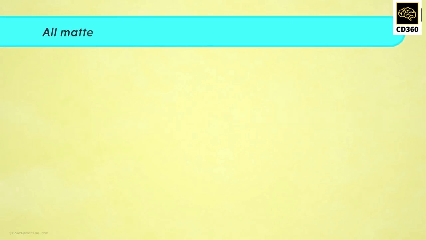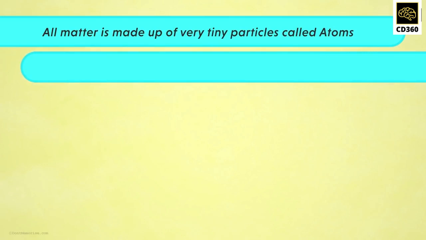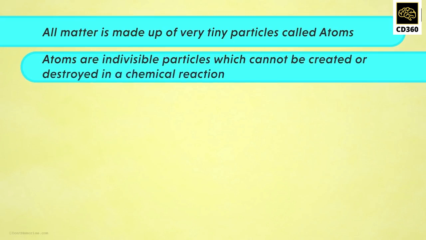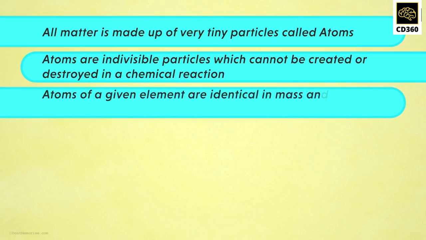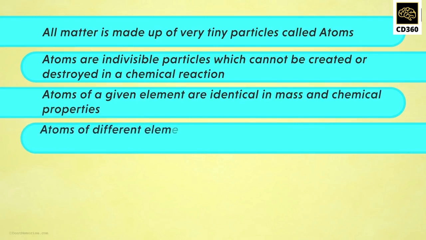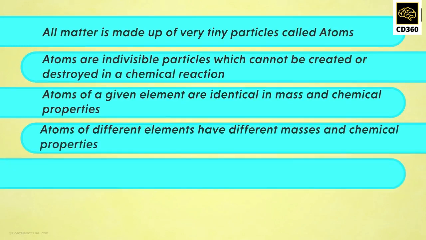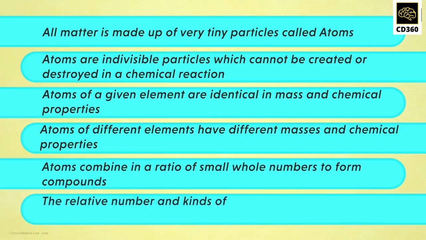First, he said that all matter is made up of very tiny particles called atoms. Secondly, he suggested that atoms are indivisible particles which cannot be created or destroyed in a chemical reaction. Third postulate was, atoms of a given element are identical in mass and chemical properties. Similarly, fourth postulate was that atoms of different elements have different masses and chemical properties. Fifth postulate stated that atoms combine in a ratio of small whole numbers to form compounds. And lastly, the relative number and kinds of atoms are constant in a given compound.